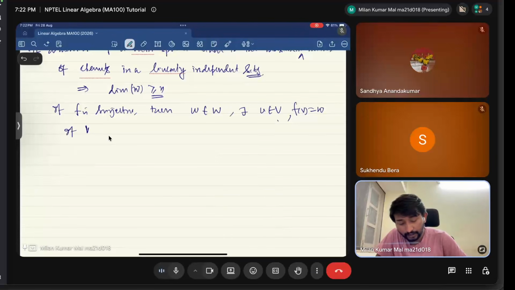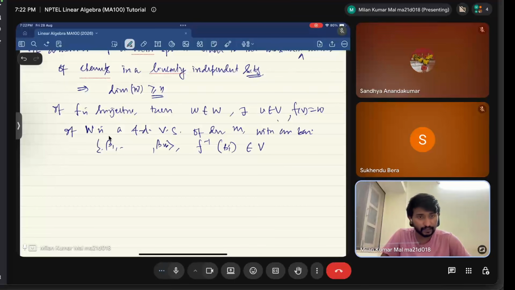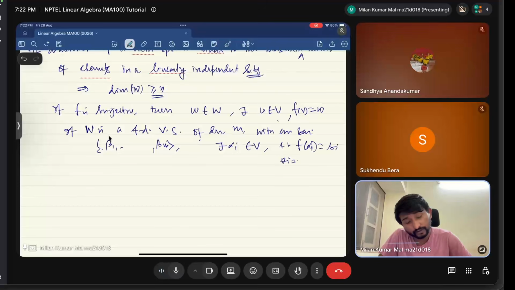If W is a finite dimensional vector space of dimension m with a basis beta 1 all the way to beta m, then in that situation, f inverse of beta i will be contained in V. That means there exists a vector alpha i coming from the vector space V such that f of alpha i equals beta i, for all i equals 1 to n.